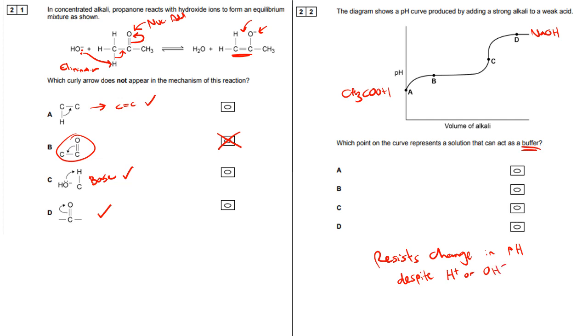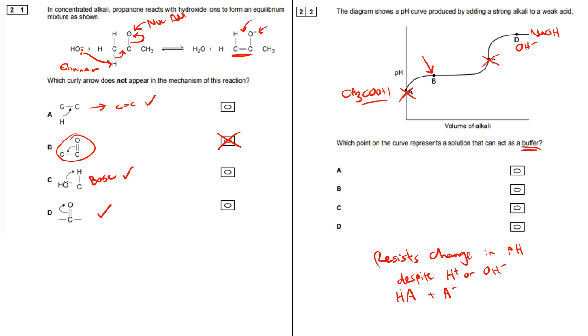So a buffer is also made up of a weak acid and its salt. So which portion of this curve are we going to have a weak acid and its salt? It can't be A, because that's just going to be the weak acid on its own. C, it is completely neutral, that's your equivalence point. And D, you've got the hydroxide in excess.